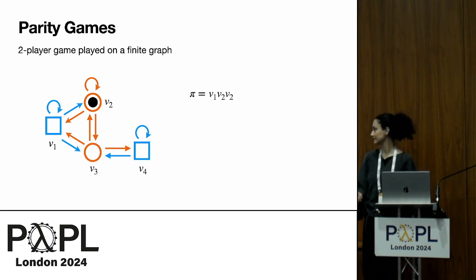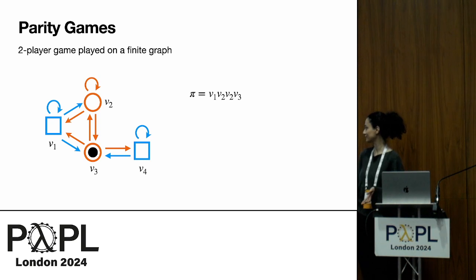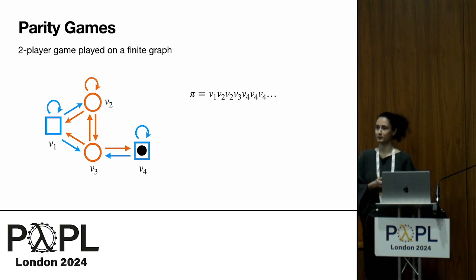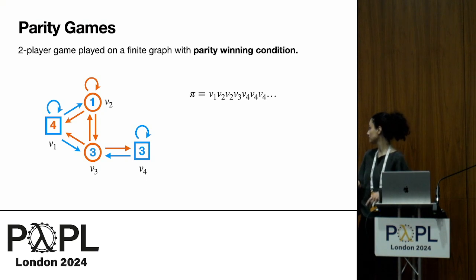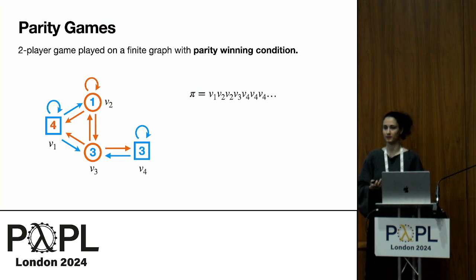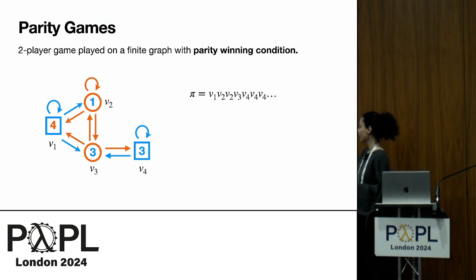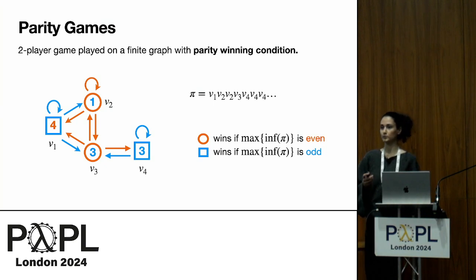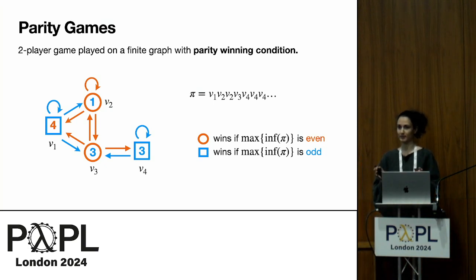Let's say it takes the self loop for one step, then takes it to V3, then to V4, and from there on, the square player leaves it at V4. So this is a play. And in parity games, the parity winning condition decides who wins a play. So the parity winning condition is given by a labeling of all the nodes with some natural numbers, which are also called priorities of these nodes. And the parity winning condition asserts that the circle player wins a play if and only if the maximum priority seen infinitely often in the play is even.